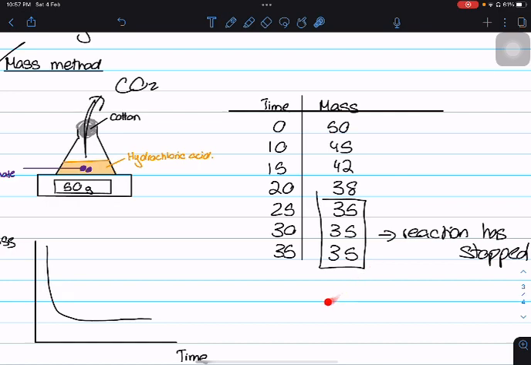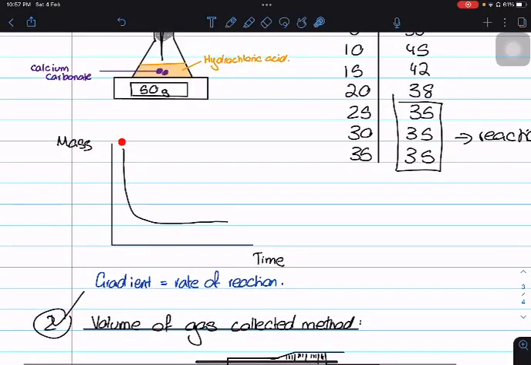Once you have a basic table, you can plot mass against time, and the gradient of this graph would equal the rate of reaction.